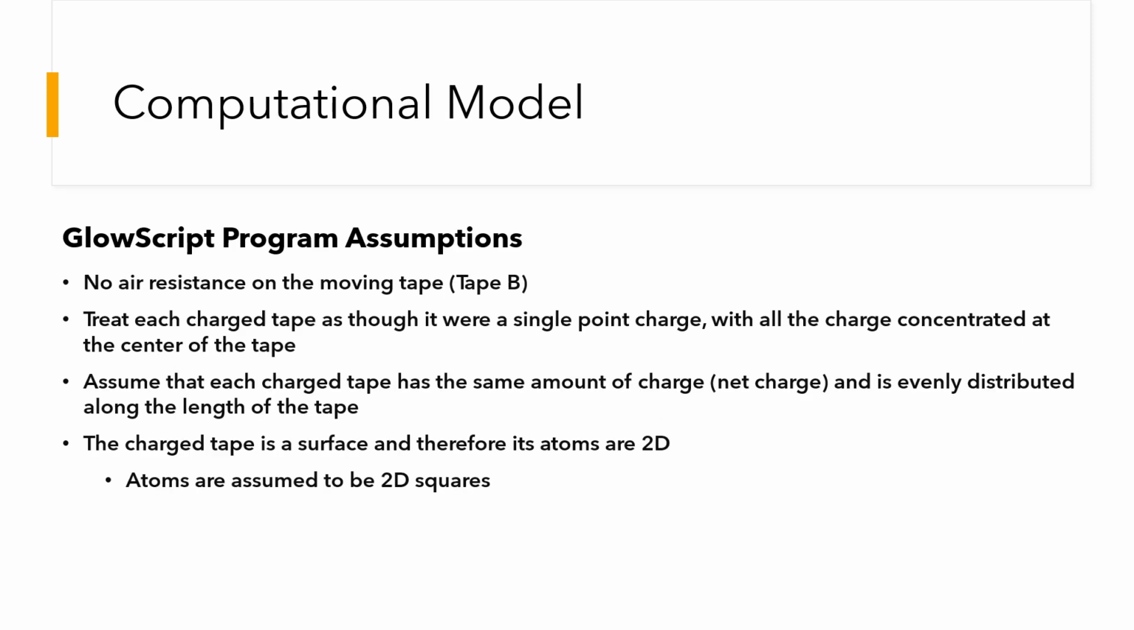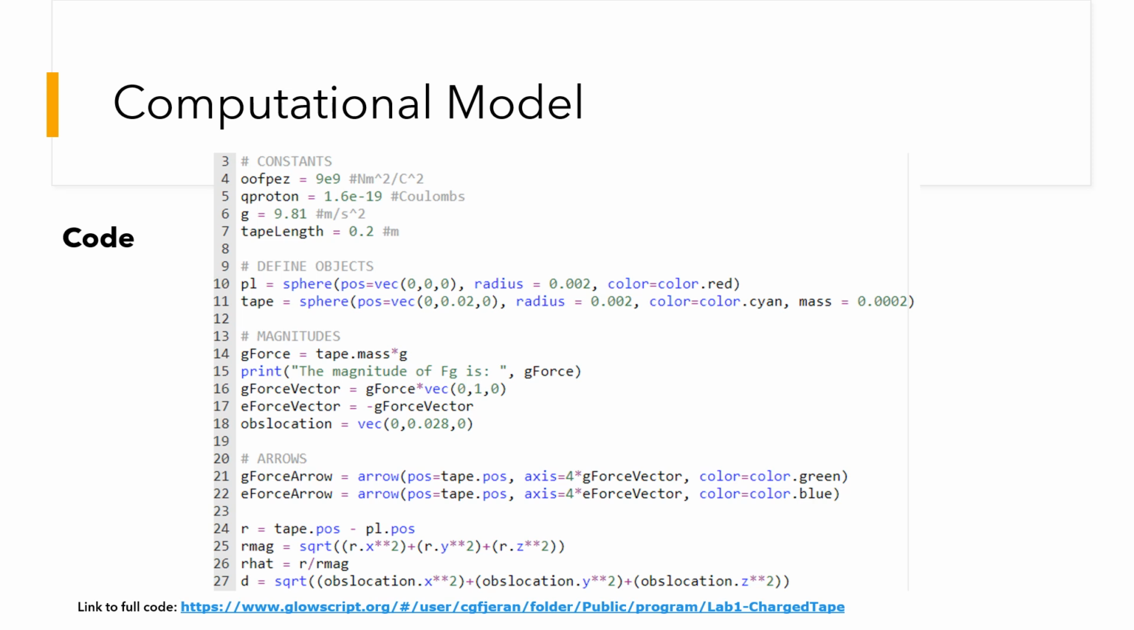I made the following assumptions when creating my GlowScript model. First, I ignored air resistance on tape B as it moved upwards. I also treated each tape as a point charge as if all of its charge were concentrated at the center, and also assumed each charged tape to have approximately the same amount of charge. Finally, in order to find the number of atoms on the charged tape, I assumed the atoms to be 2D squares. To initialize my code, I created variables for the different constants I needed.